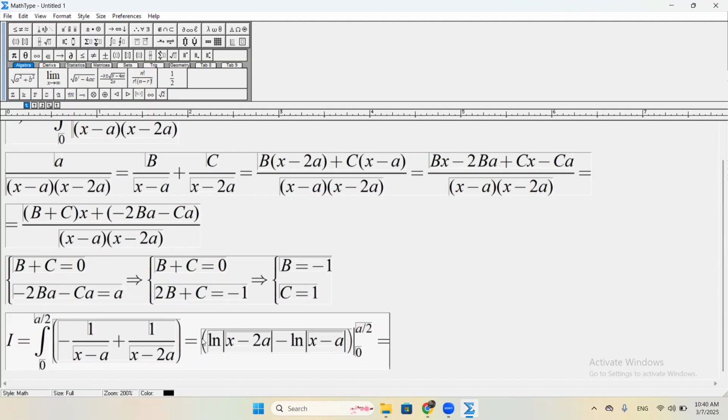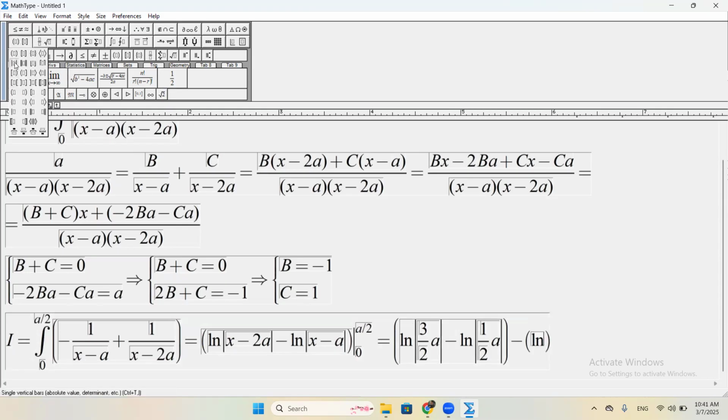So now calculating it. Okay, so logarithm of the module of 3 over 2a, minus a logarithm of the module of 1 over 2a, minus the logarithm of the module of 2a, minus the logarithm of module a.